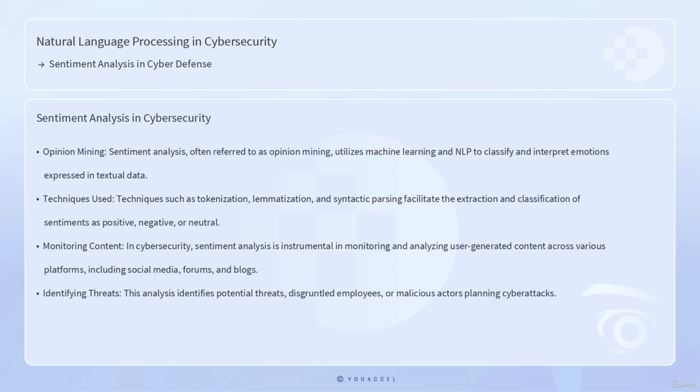Sentiment analysis, often referred to as opinion mining, utilizes machine learning and NLP to classify and interpret emotions expressed in textual data. Techniques such as tokenization, lemmatization, and syntactic parsing facilitate the extraction and classification of sentiments as positive, negative, or neutral. In cybersecurity, sentiment analysis is instrumental in monitoring and analyzing user-generated content across various platforms, including social media, forums, and blogs. This analysis identifies potential threats, disgruntled employees, or malicious actors planning cyber attacks.